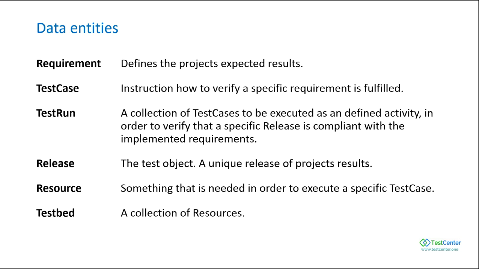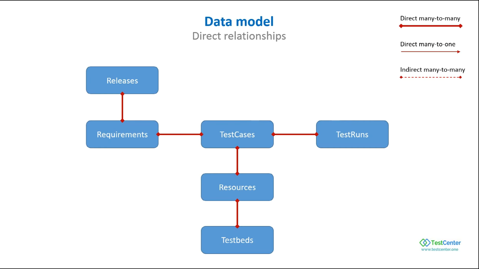Resource is something that you need in order to execute a specific test case. It could be actually anything, an instrument, a simulator, software, a cable, or whatever you need in order to execute the test case. It's not always that we manage this type of information, but sometimes it's needed. A testbed is a collection of resources. So this is the data model.